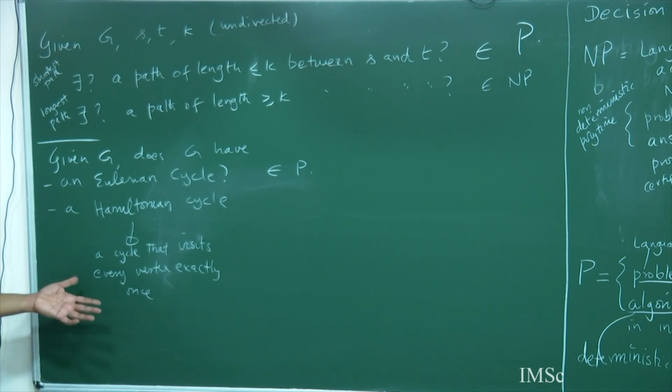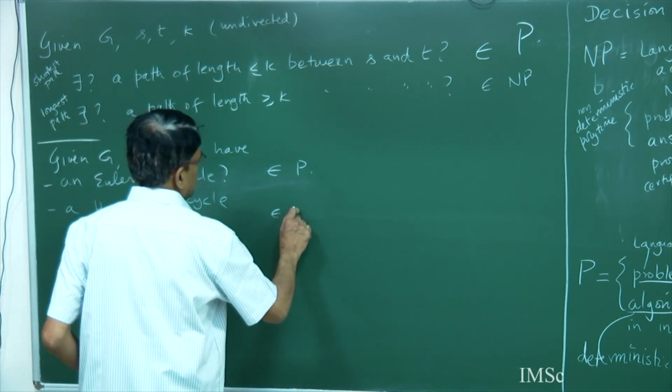But is it in NP? So, what would be a proof? If I give you a graph and I ask is there a Hamiltonian cycle, and you come back and say yes, what would be a proof? The cycle itself, right. You give the sequence of vertices that form the Hamiltonian cycle. I just verify that every adjacent pair is an edge, and it has all the vertices, and it is a cycle. So, all that is easily verifiable in polynomial time. So, this is in NP.